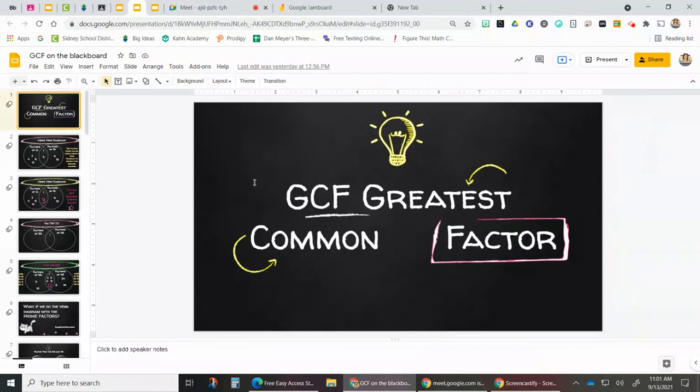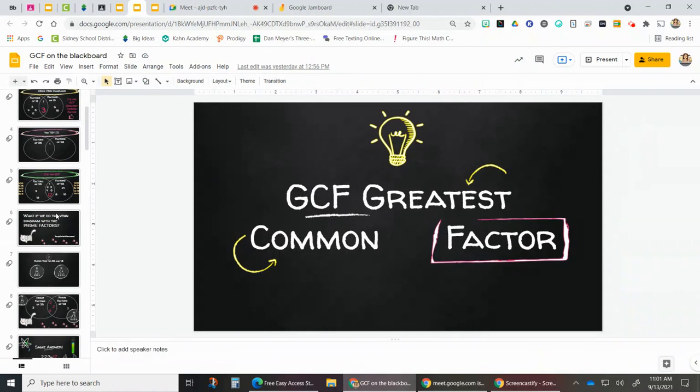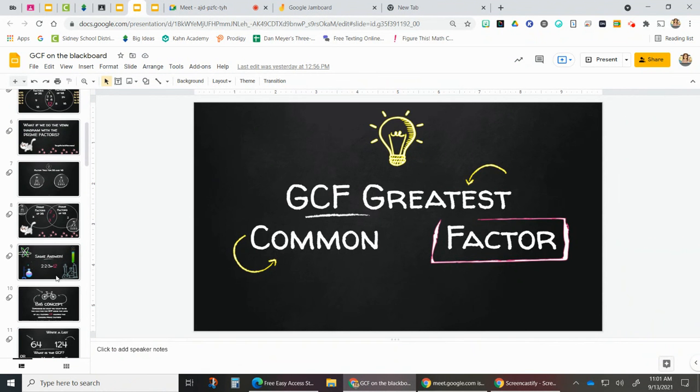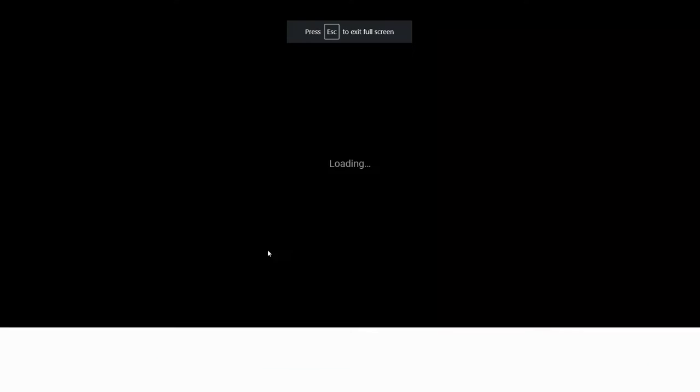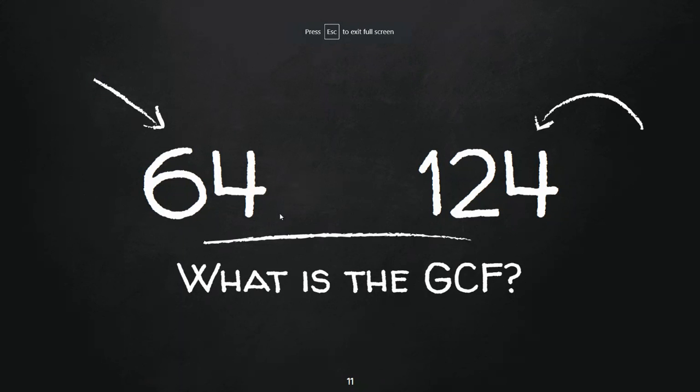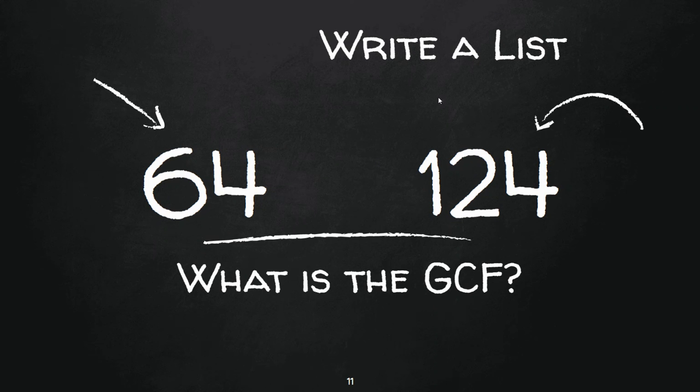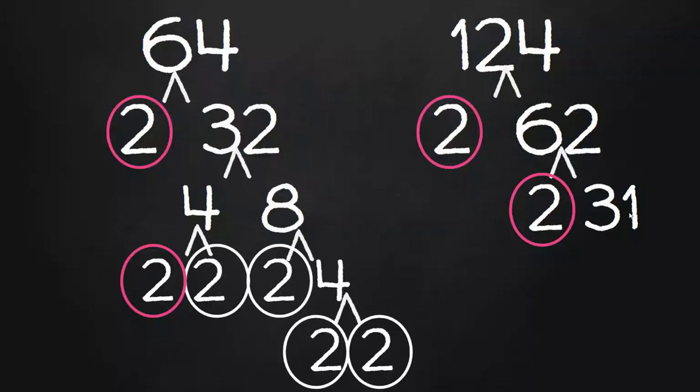Okay, now we're going to review greatest common factor, but we're skipping past the factors, the Venn diagrams. So this is really quick and painless. Sit still, please. If you have 64 and 124, what's the greatest common factor? Well, one way to find out is to write a list. The other way to find out is to make factor trees.